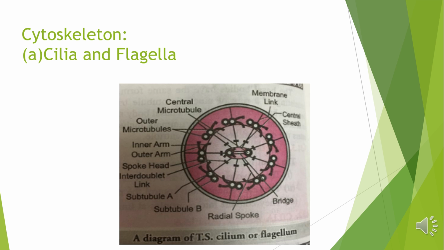The cytoskeleton is basically an elaborate network of filamentous proteinaceous structures which provides mechanical support, motility, and maintenance of the shape of the cell. In the cytoskeleton, we'll study cilia and flagella, and centrosome and centrioles. First, the structure of cilia and flagella. Cilia are short, hair-like organelles, 2 to 20 micrometers in average length, and flagella are long, whip-like organelles that may be 10 to 200 micrometers long.